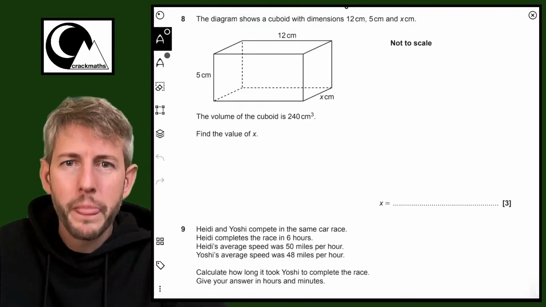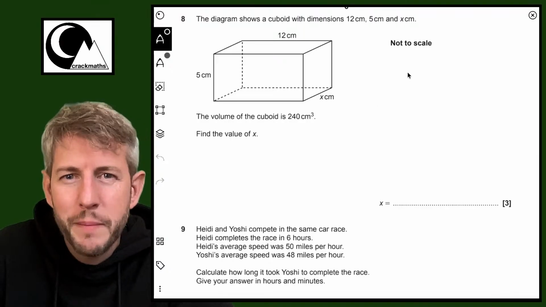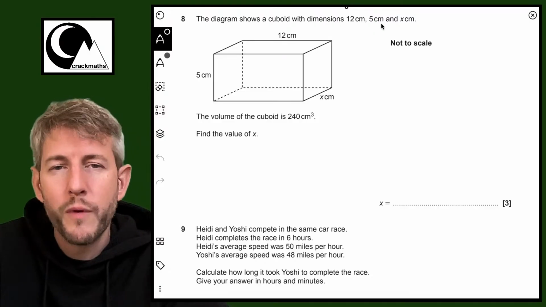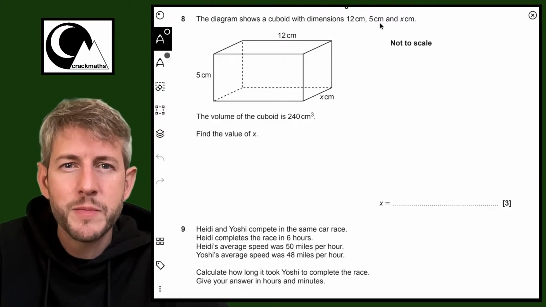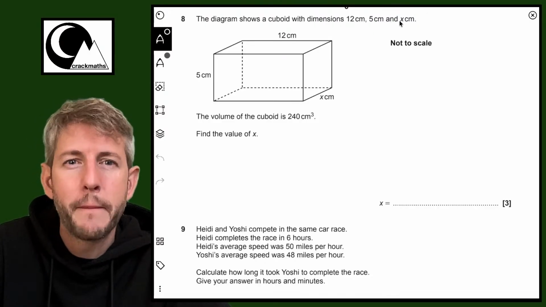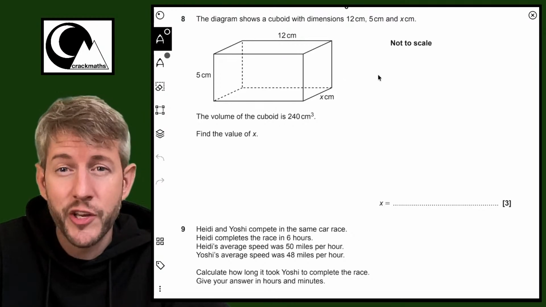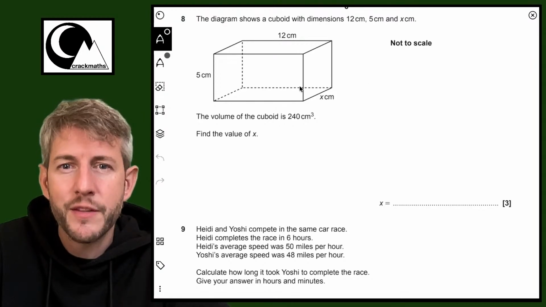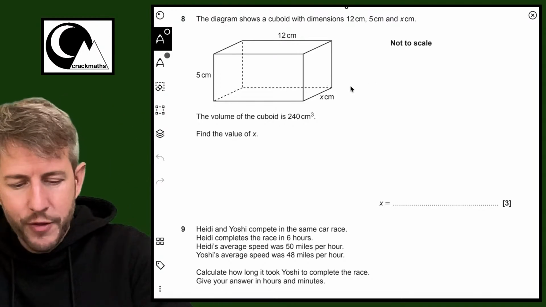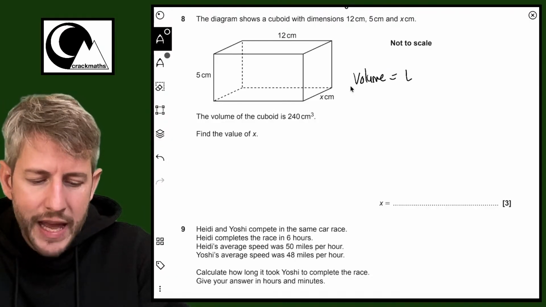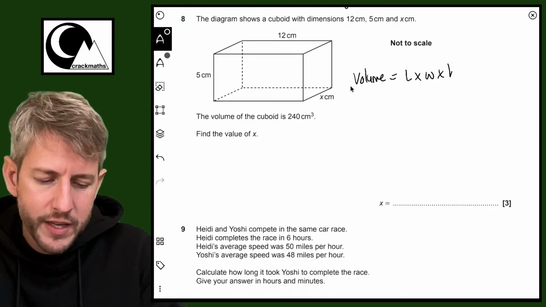So here we go. A little bit trickier this time. We've got a shape involved. This says the diagram shows a cuboid with dimensions 12 centimeters by 5 centimeters by X centimeters. The volume of the cuboid is 240 centimeters cubed. Find the value of X. Okay, so the volume of a cuboid equals length times width times height.